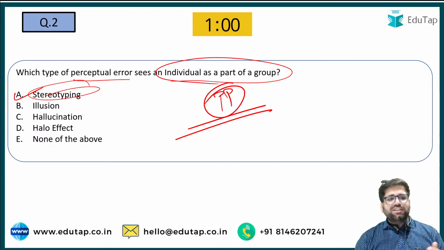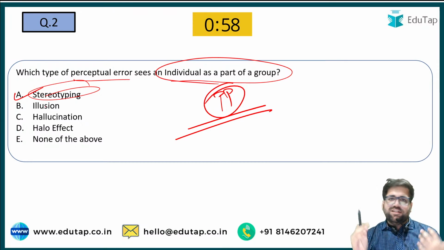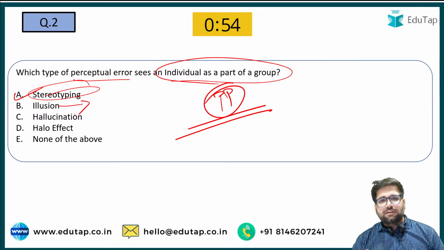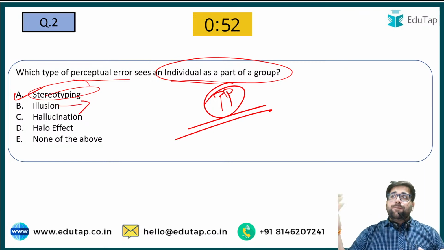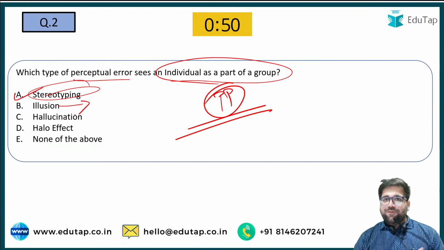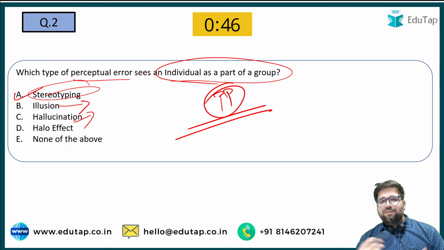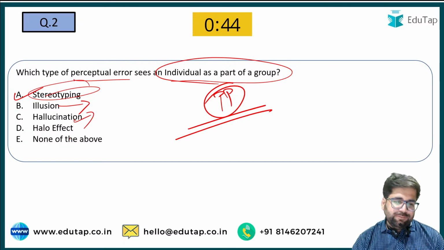Illusion, hallucinations, halo effect, and none of the above. These were just given to confuse you, my friends. Illusion is something which we generally talk about in our journal language, that we will be someone like an RBI Grade B officer, but we have to work for it. Hallucinations is another very important concept which relates to the mental side of your brain.